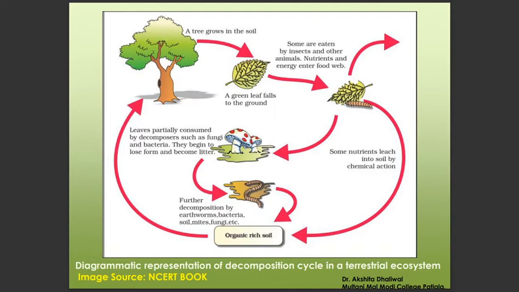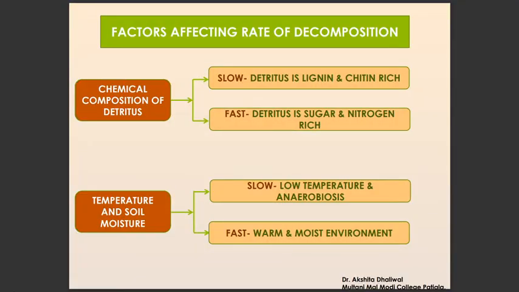This is the diagrammatic representation of the decomposition cycle in a terrestrial ecosystem. Next are the factors affecting the rate of decomposition. First is the chemical composition of detritus. If detritus is lignin and chitin rich, the process is slow, and if it is sugar and nitrogen rich, then the decomposition is fast. Next is temperature and soil moisture. Low temperature and anaerobiosis cause slow decomposition, whereas a warm and moist environment causes fast decomposition.